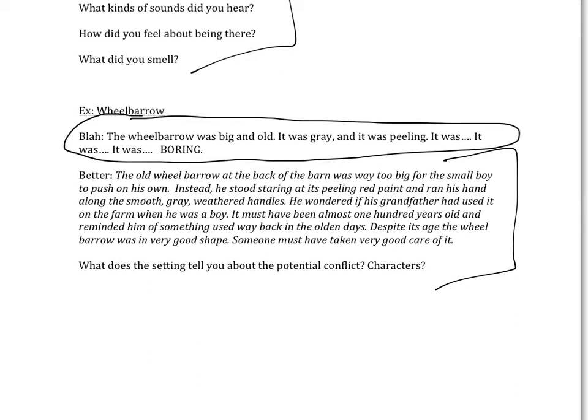only talked about the setting, but now they also talked about what this story is probably about. You're starting to be able to predict what the conflict might be. You're learning who the characters are, and you're learning something about each of the characters.